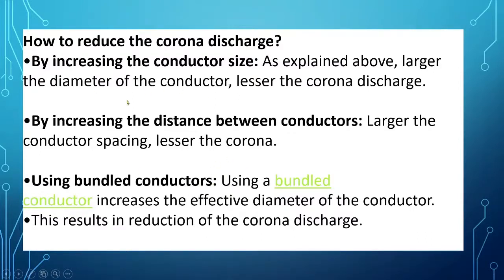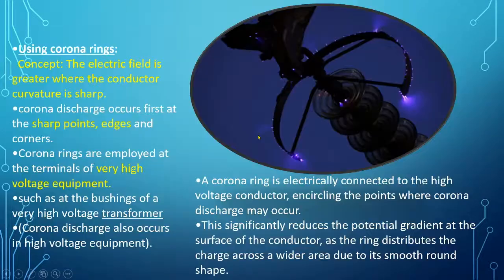So the overall idea behind this concept is that by increasing the diameter of the conductor, the corona discharge happens within the conductor itself. It is not happening around the conductor. It means there is no corona discharge at all, no spark around the conductor at all. So that is the concept behind this.